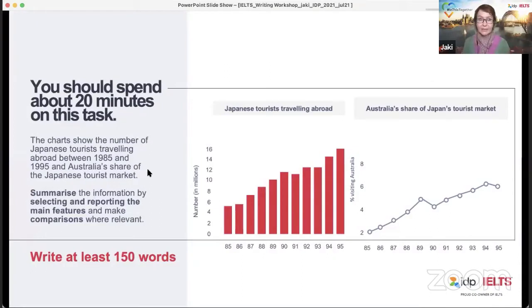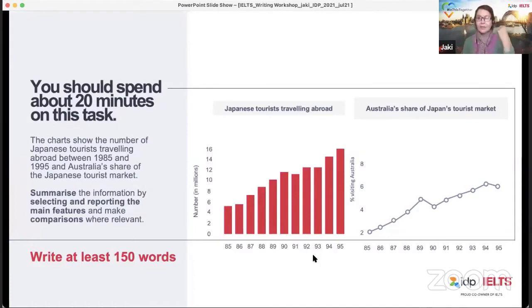Okay, so let's read. The charts show the number of Japanese tourists traveling abroad between 1985 and 1995 and Australia's share of the Japanese tourist market. Okay, so this one we have two graphs. No problem. Sometimes we just have one. If we have two, we're just going to describe both of them. Don't worry about it.